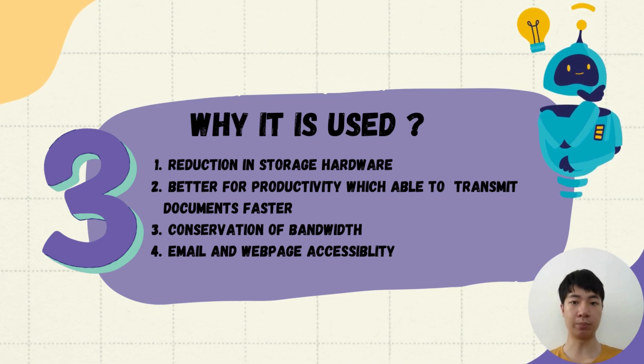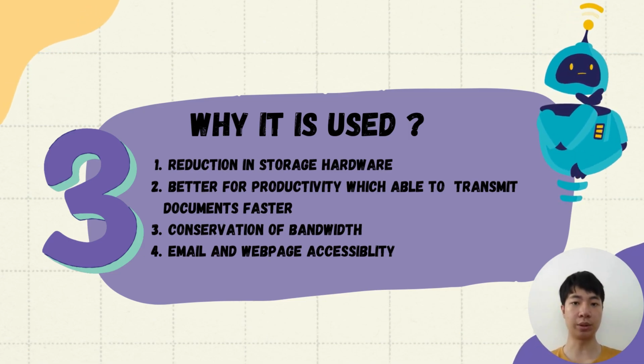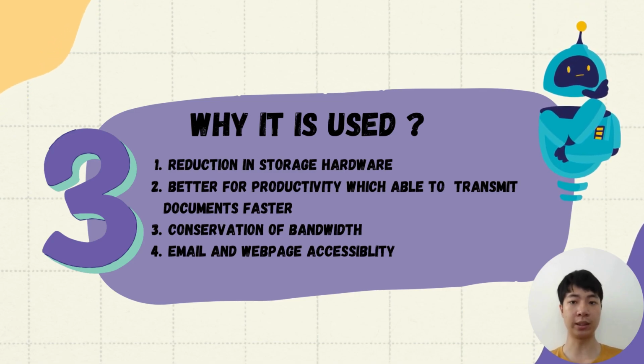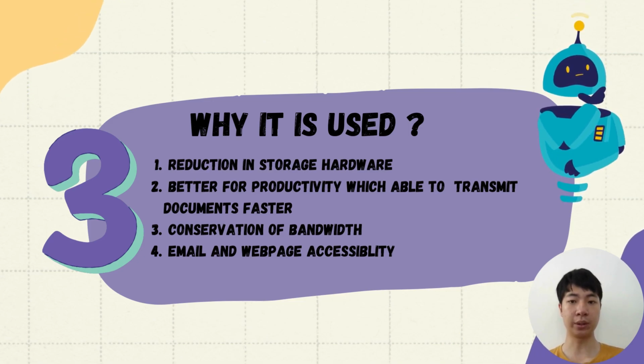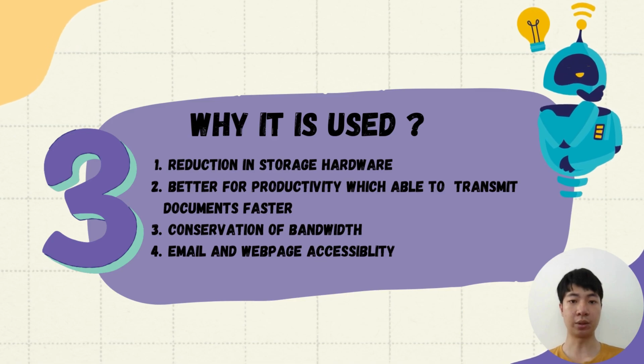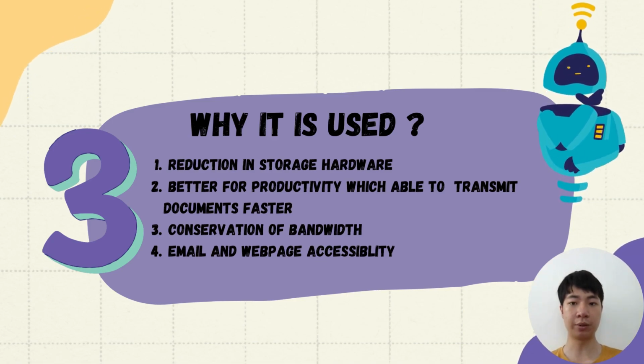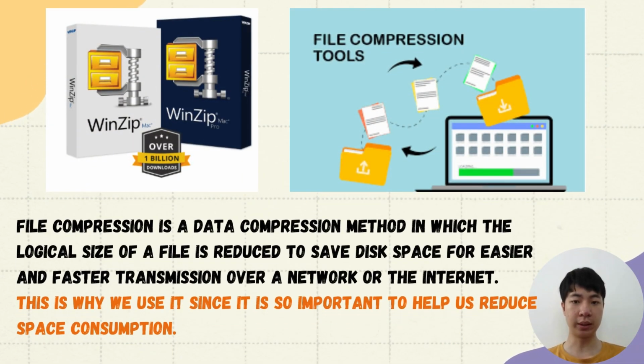The last one is email and web page accessibility. It is easier to upload compressed files to a web page or send them via email. Also, as previously mentioned, most common email systems restrict the size of attachments. So compression offers a way to send multiple files collectively instead of one by one. So overall, file compression is a data compression method in which the logical size of a file is reduced to save disk space and also enable transmission over a network or the internet. This is why we use it, since it is so important to help us reduce space consumption.